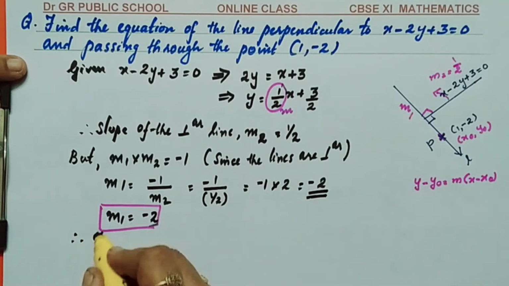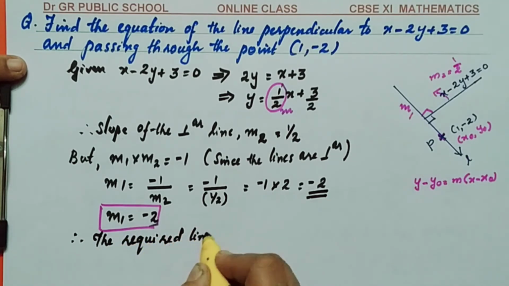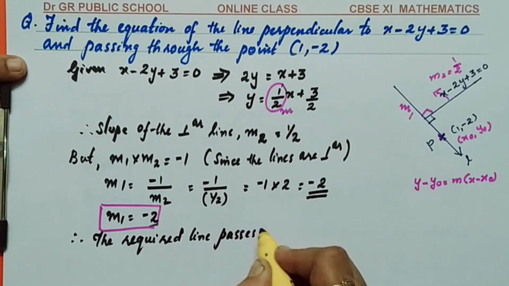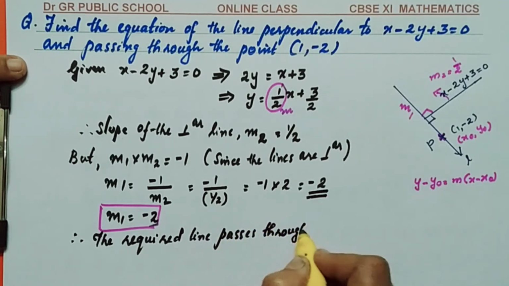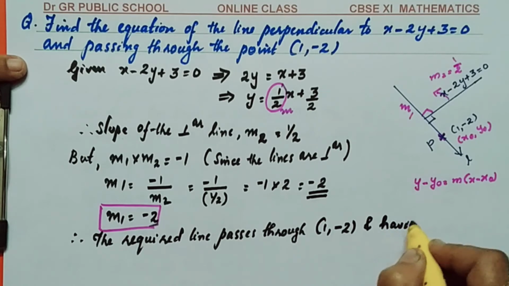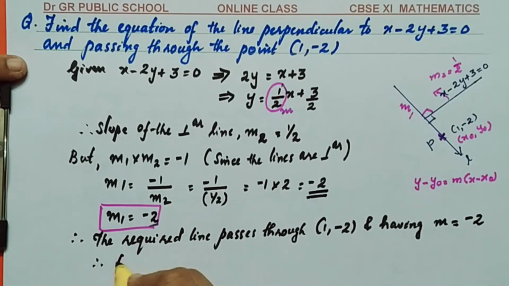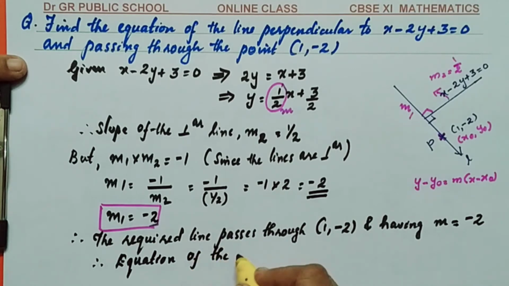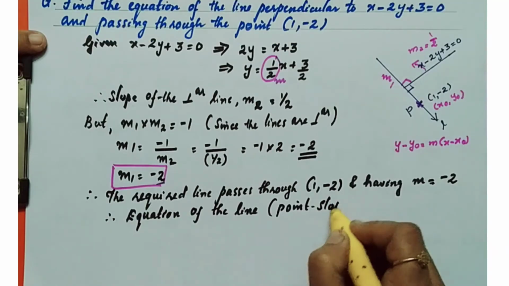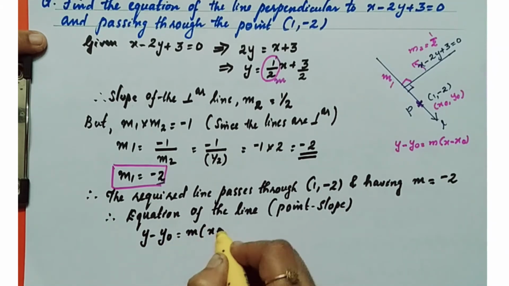Therefore the required line passes through which point? 1, minus 2, and has slope m equal to minus 2. Therefore, the equation of the line in point slope form. I am going to write the point slope form of the equation. What is the equation in this form? y minus y naught equal to the slope m into x minus x naught.